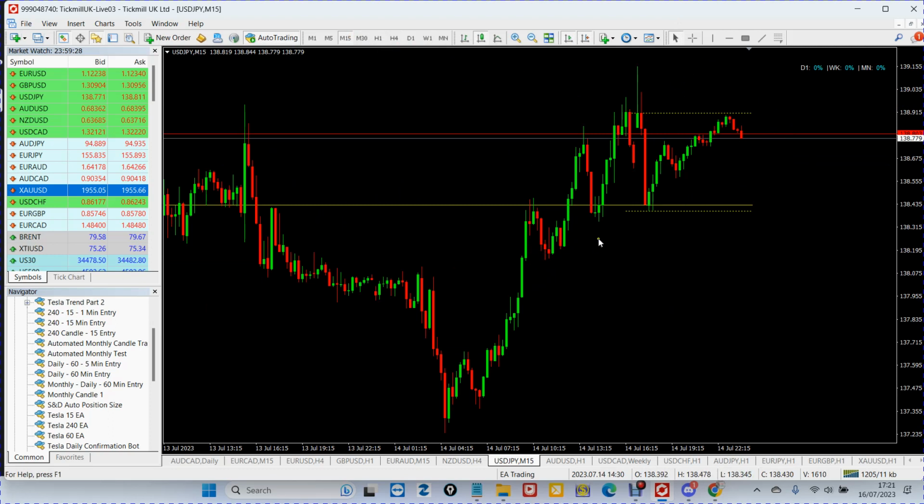Now I'm going to look at what's happening inside this 240 area. So we've got 15-minute demand taken out, so we have got 15-minute supply. Again, this is another reason why I'm very careful in this area. And we've taken out a trend line. So we've taken out demand, even this demand here, closed below, taken out the trend line, and now we're bouncing from 15-minute supply, going against all the higher time frame.